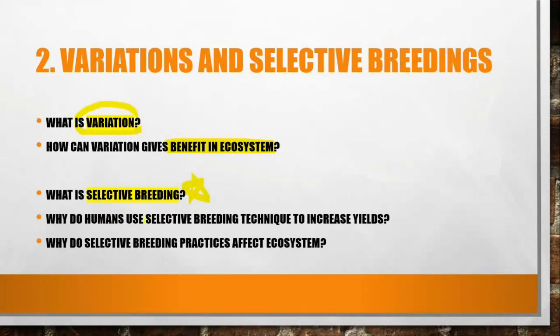How do humans use selective breeding technique to increase yield? Why are those connected together? You need to find out. Why does selective breeding practice affect the ecosystem? Why is not having variety not good for the ecosystem? You need to also find that out too.